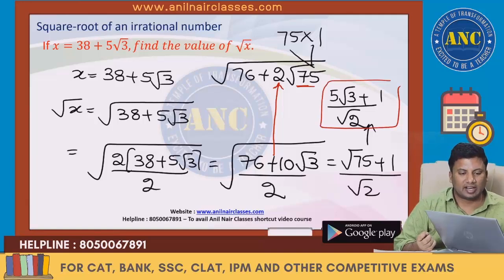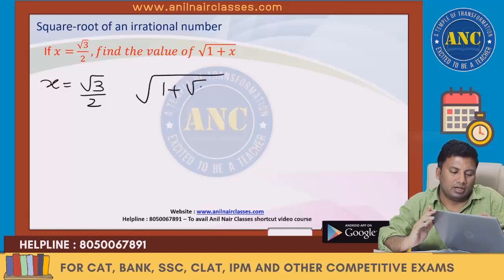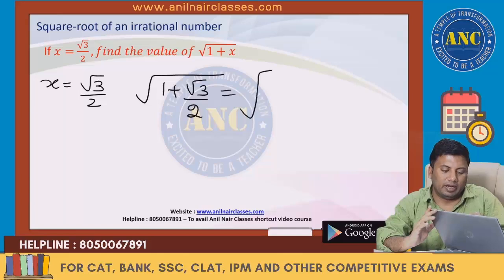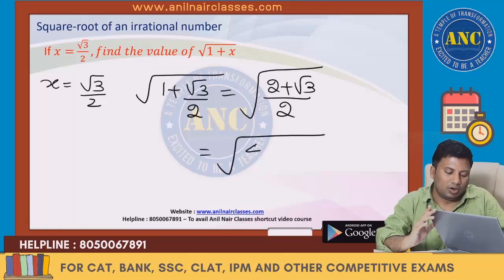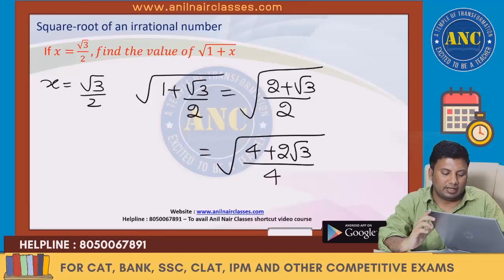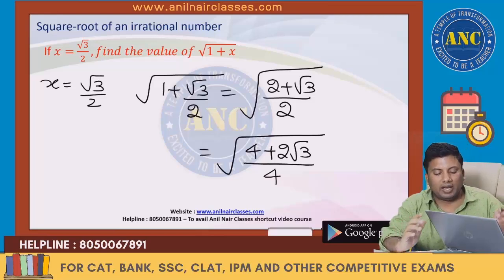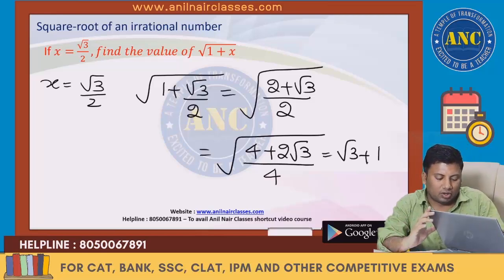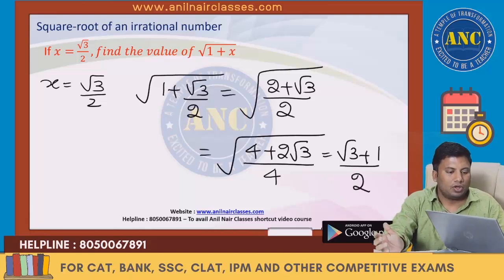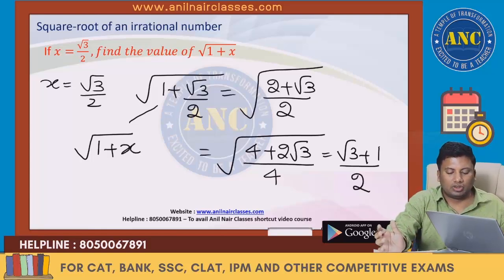I hope it is clear. X is root 3 by 2. Root of 1 plus, it is 3, root 3 by 2. This is 2 plus root 3 by 2. This is nothing but root of 4 plus 2 root 3, root of 4 plus 2 root 3 by 4. Can I write? Am I right? 1 plus root 3 by 2, 2 plus root 3 by 2. Multiplying and dividing by 4, this is nothing but root 3 plus 1 by 2. Root of 1 plus x is nothing but root 3 plus 1 by 2.